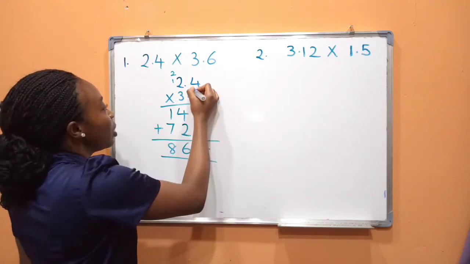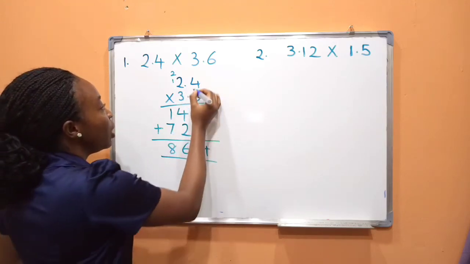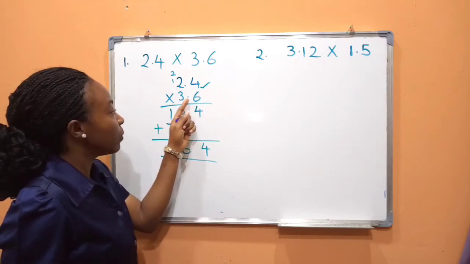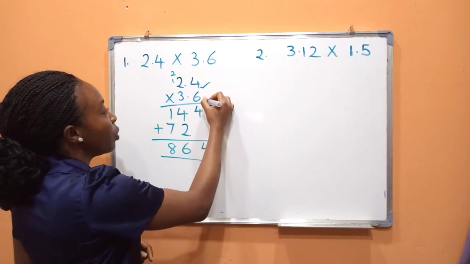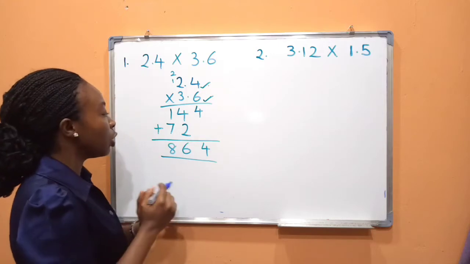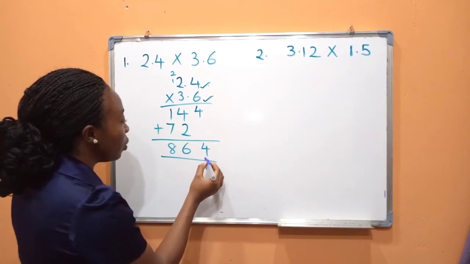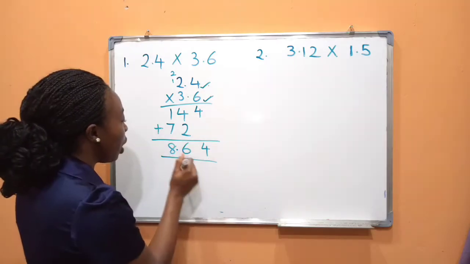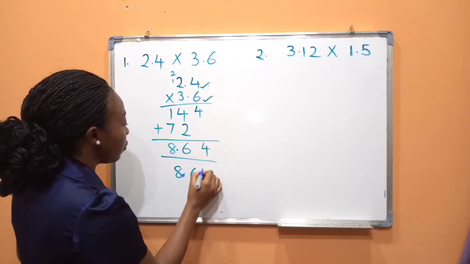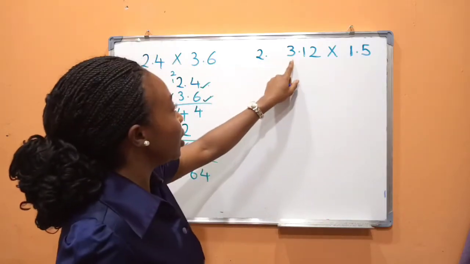So we are going to be looking at how many numbers do we have after the decimal point. Here we have one number, and then look at this one, 3.6. How many numbers do we have after the decimal point? We have one number. So we have a total of 2 numbers after the decimal point. So we are going to be moving 2 places, okay? From the right to the left. So we're going to have 1, 2, and then we put our point here. So that's going to give us 8.64. It's absolutely easy, guys. Just pay attention. So let's take a look at this second example.